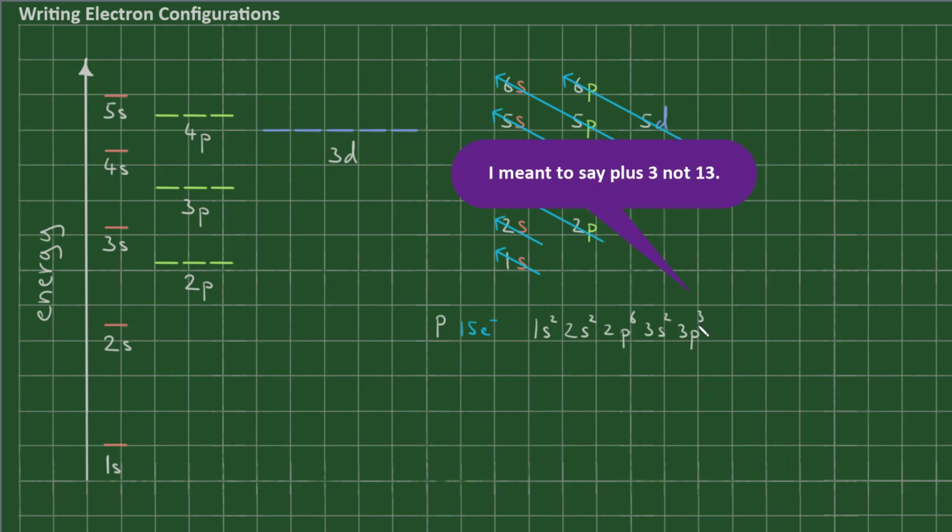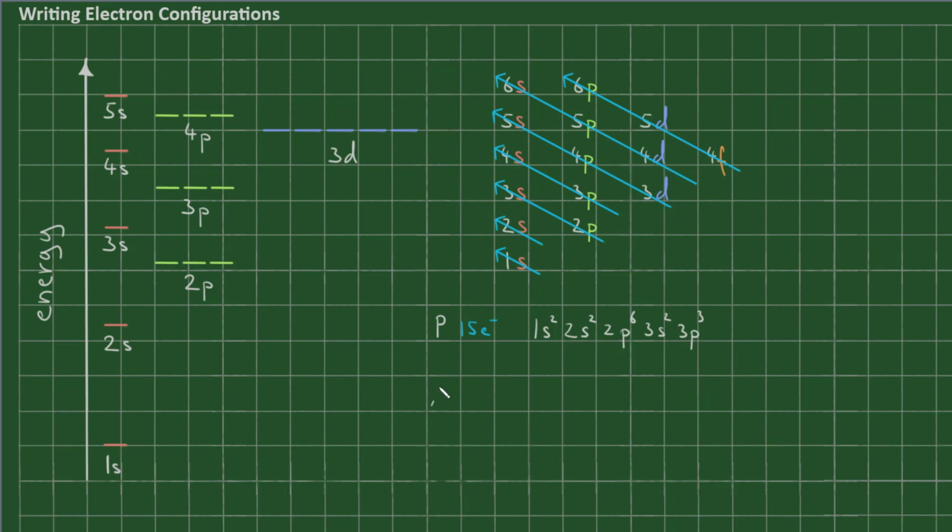Let's do another one. And I'm going to look at argon. Argon has 18 electrons that I need to accommodate. Okay. So once again, I start with 1s, 2 electrons, 2s, 2 electrons, 2p, 6 electrons, 3s, 2 electrons, 3p, 6 electrons. This adds up to 18. 2 plus 2 is 4, plus 6 is 10, plus 2 is 12, plus 6 is 18.